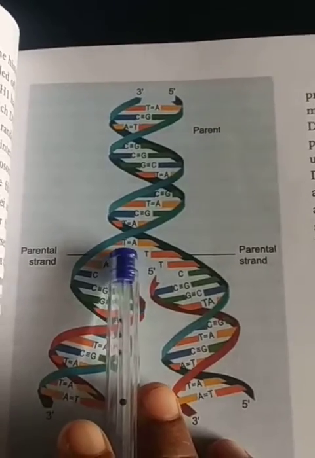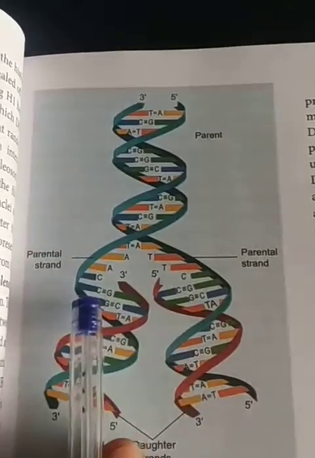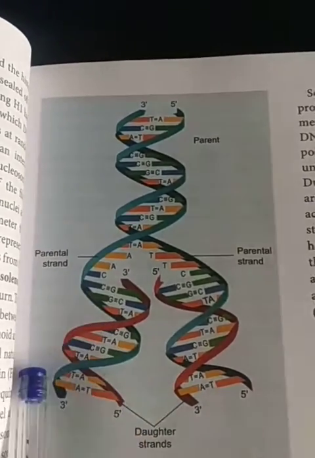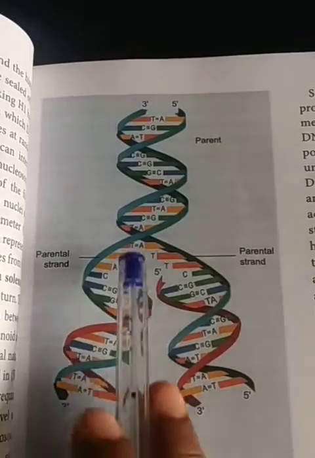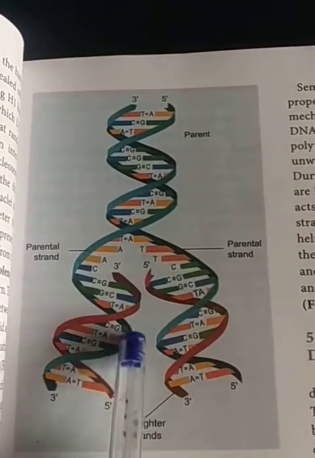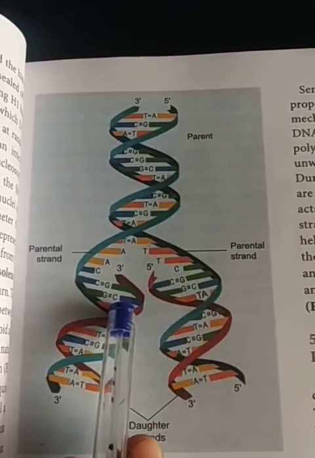Can you understand? So during this process, covalent hydrogen bonds are broken. The separated single strand then acts as a template for the synthesis of a new strand. So this single strand starts to produce a new strand.